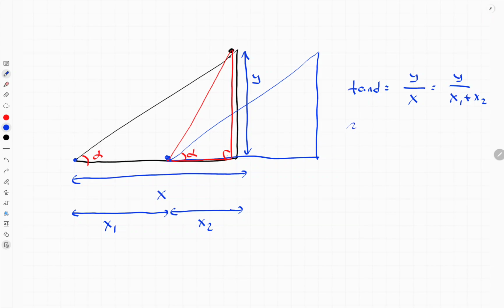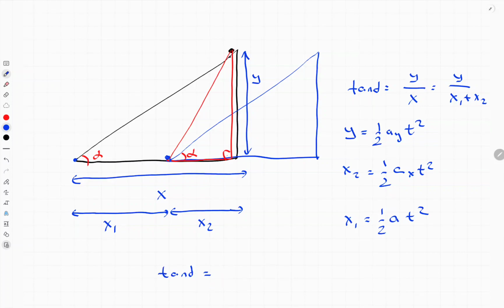And we know that y equals 1 over 2 ay times time squared, because the initial velocity equals 0. For x2, this is the small object's displacement in the horizontal direction, so we need to use the horizontal acceleration. For x1, this is for the inclined plane, its acceleration is just a. So when we use all this information, at the end we will get this kind of equation: tangent alpha equals y over x1 plus x2.